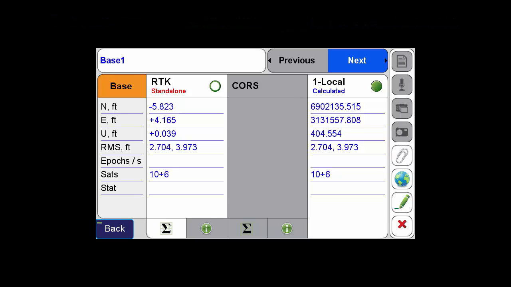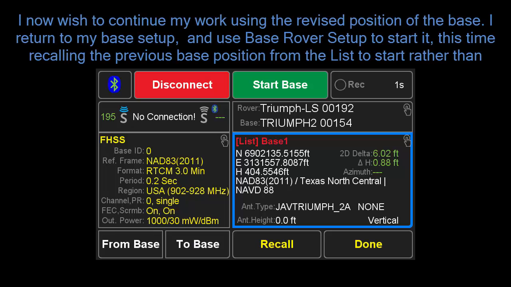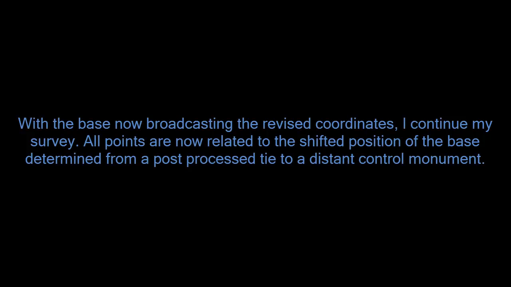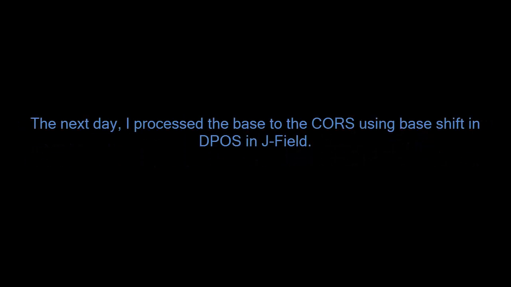So now I'm going to continue my work using the revised position of the base. So I need to return to my base setup, and this time in base rover setup, I'm going to recall the translated base position. And I'm going to recall that from list. With the base now broadcasting these revised coordinates, I can continue on to my survey work, and all rover points will be related to that new position.